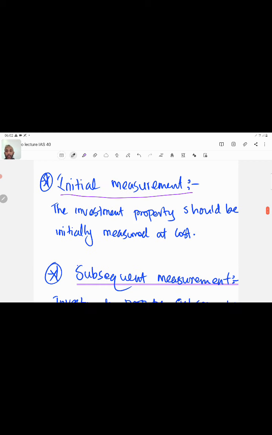Initial measurement. Once you decide to recognize the investment property in your books, we have to find out how to measure it initially. The investment property should be measured initially at cost. So, whatever the total cost you incurred for the investment property, at that price you should measure and recognize it. You debit investment property and then you credit cash or bank.